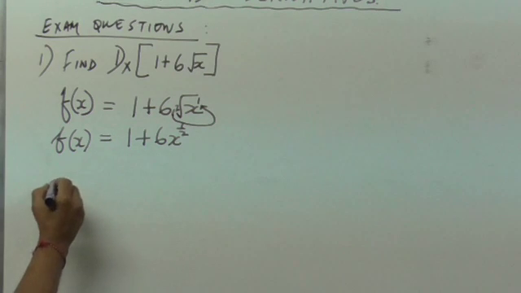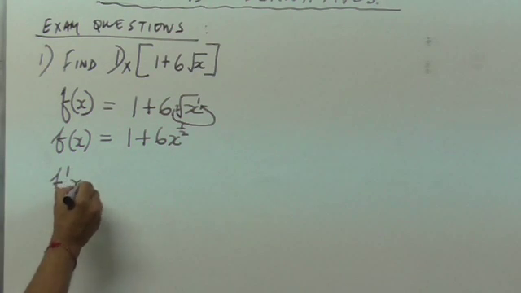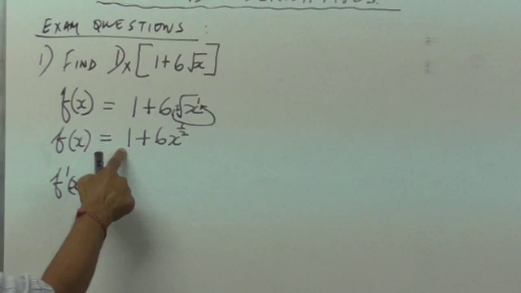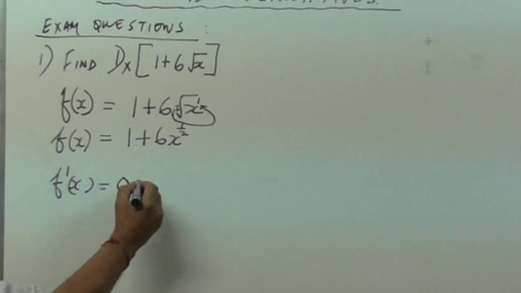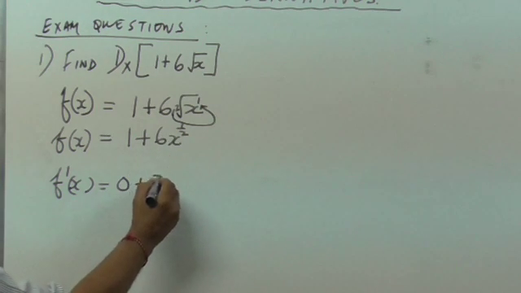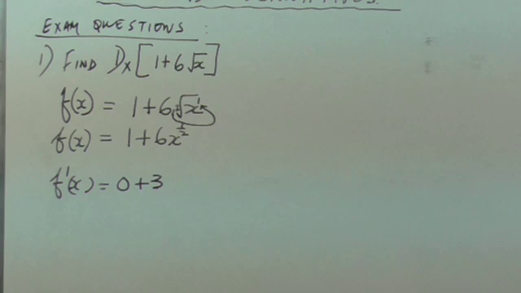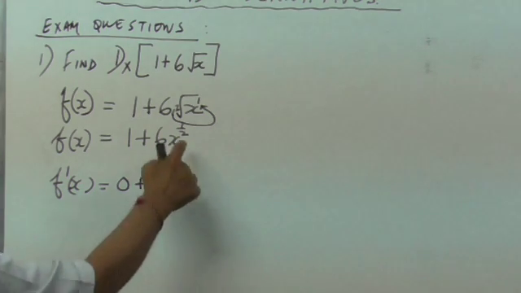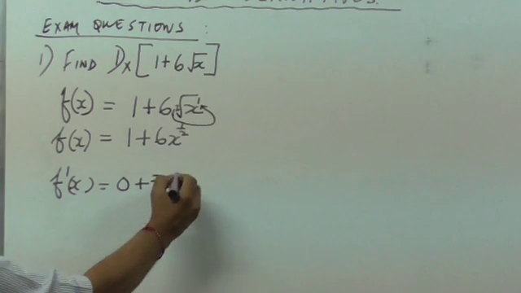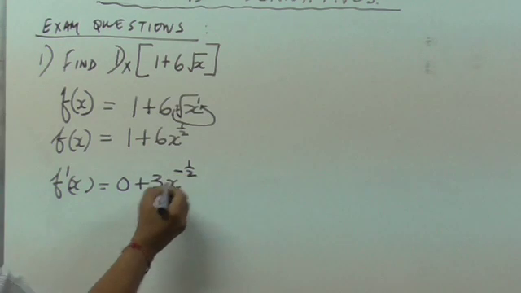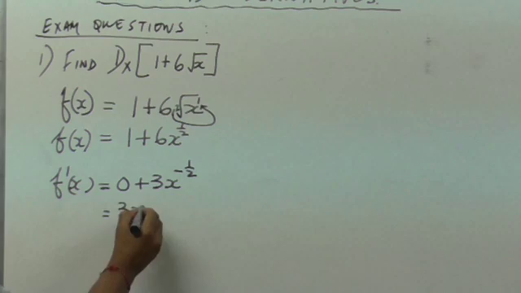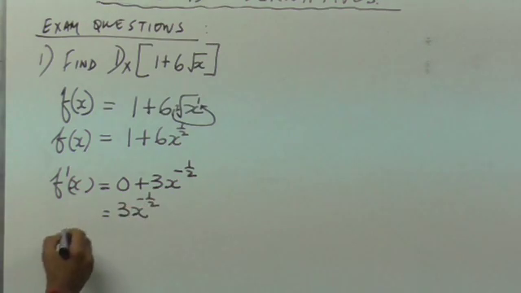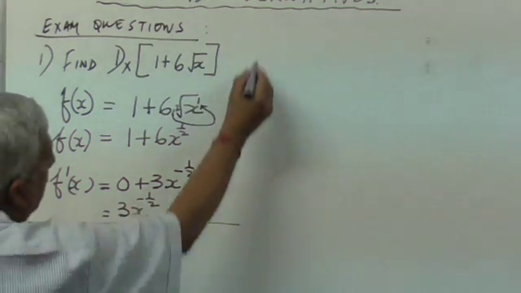So your derivative is f prime x is equal to... This is a constant, so its derivative is 0. I'm just writing it for fun. Now, half times 6 will give you 3. Write down x. Half minus 1, put it in your calculator. You'll get minus half. So that final answer is actually 3x to the minus half. So that was number 1.